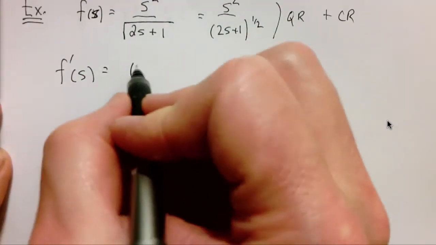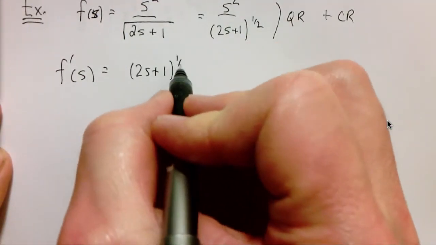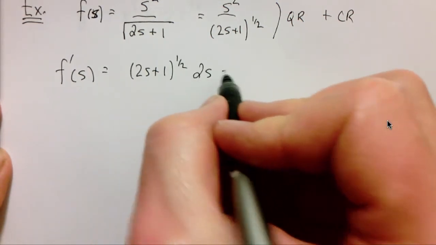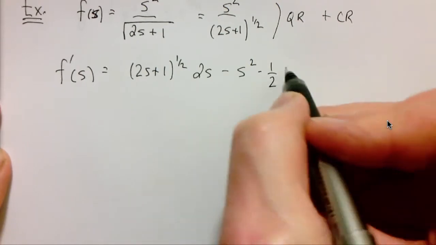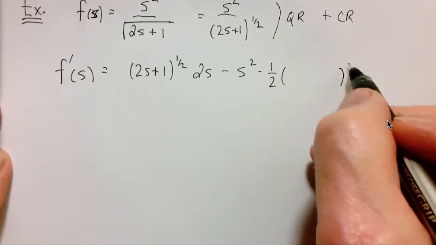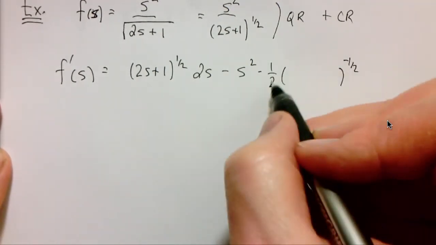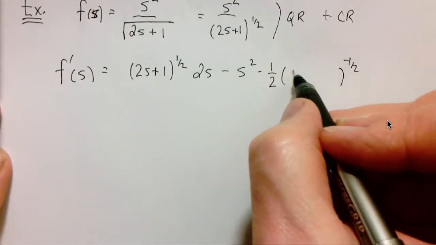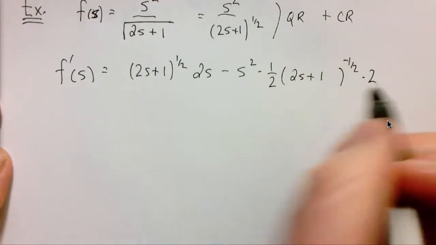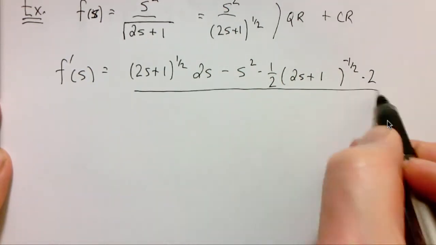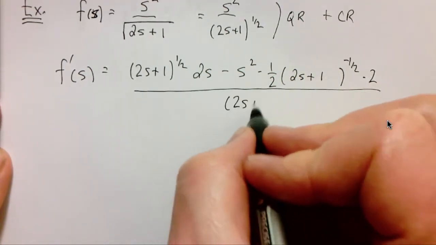So low d high, which is just 2s, minus high d low. I have something to the 1/2 power, so I take that something, bring the exponent to the front, reduce the exponent by 1, leave what's on the inside alone, and multiply by the derivative of the inside. All over low squared.